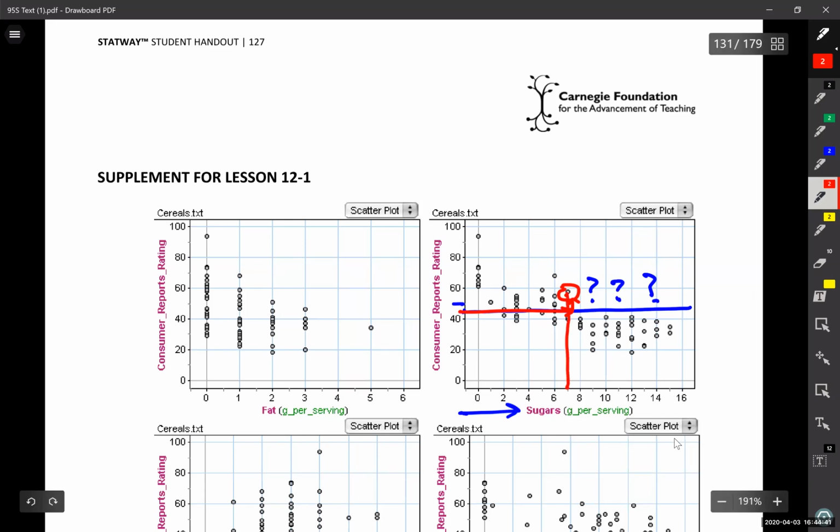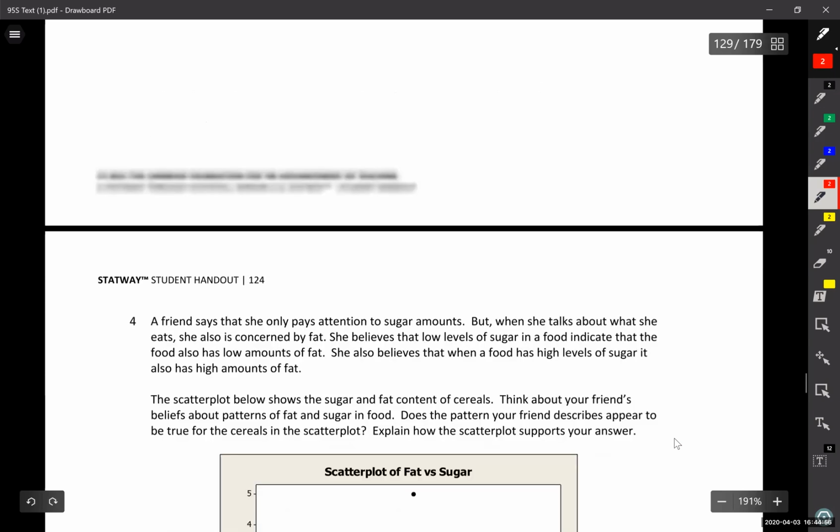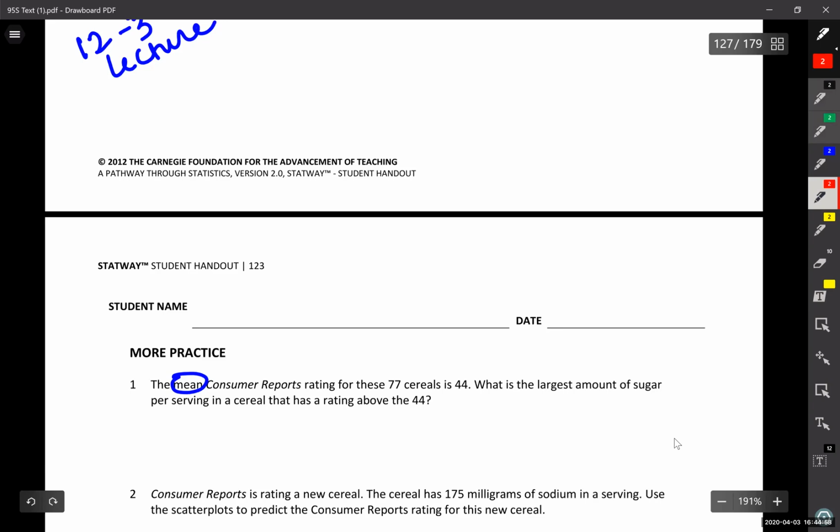So that one is 7 grams of sugar. Do your papers look like this? Am I the only one that's drawing so much all over the graphs? Okay, so let's see, I scrolled down, so we're coming back. And it says 7 grams of sugar.